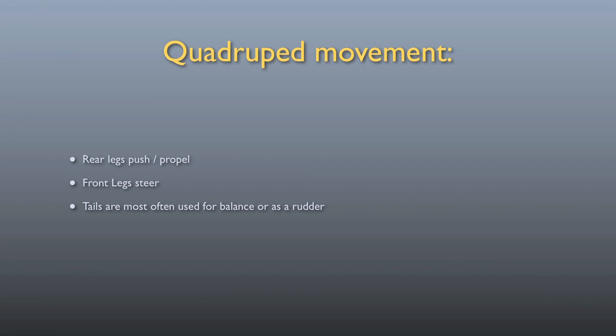Tails, again, are most used for balance or as rudders. You can also use them as a communication device. But they need to be incorporated into what the creature's doing. Tails can also be really, really helpful in creating your line of action through the body. You can use that as almost a pointer to help that flow through, from the head down the neck through the torso and out the tail. Can be very, very advantageous.